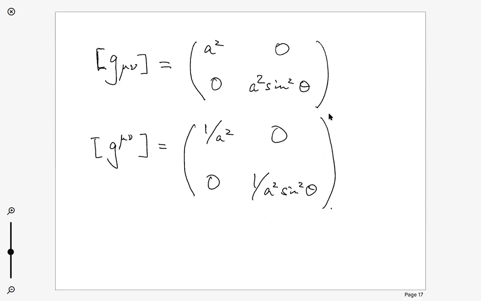So now we should compute the Christoffel symbol. Actually, this is very similar to what we have done for the previous questions. So let's see how much you remember from our last question.